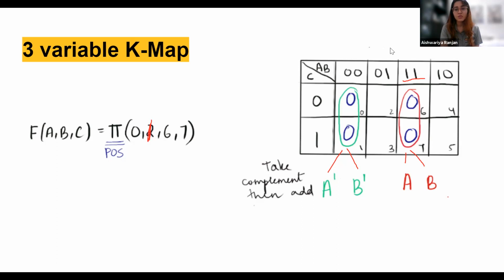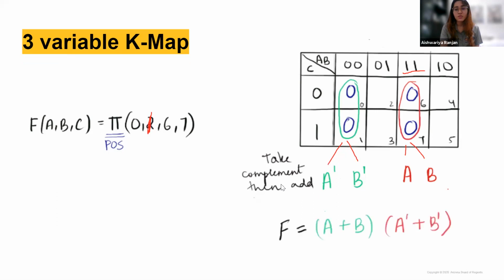So this would be your answer. You would take the complement of A. So A bar would become A, B bar would become B, and then you add them together. And that's one term. Similarly, A would become A bar, B would become B bar. You would add them and that would become another term. And if you write them down together, like you multiply them, then that will give you your final minimal POS.